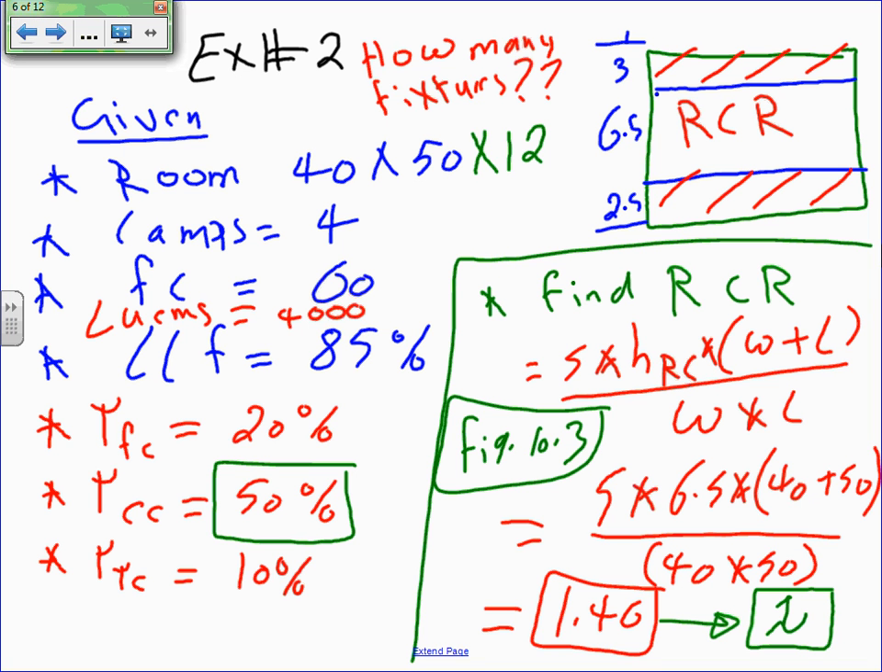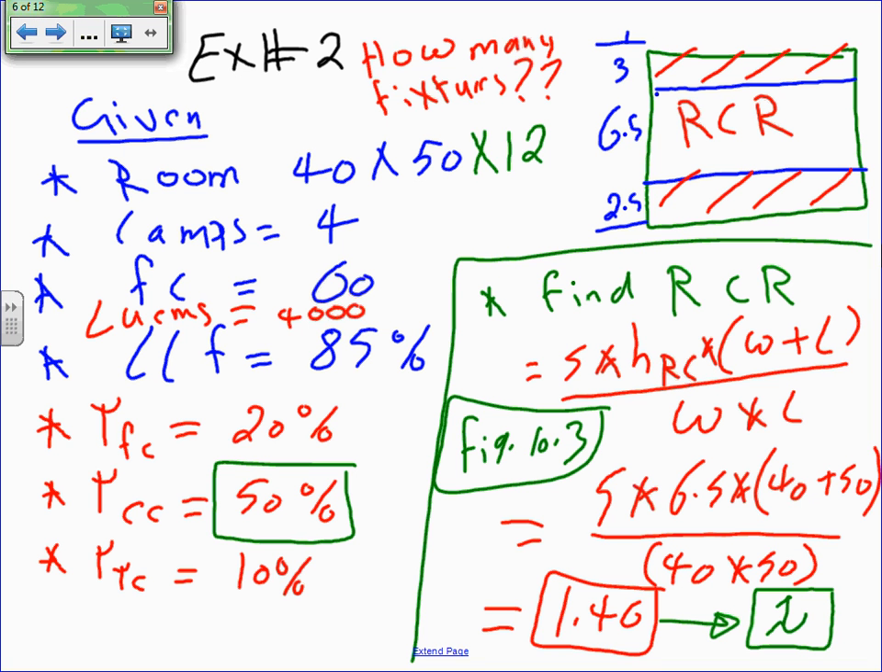The foot candle that I want to maintain is 60. The lumens is 4,000. And the light loss factor, I'm giving you 85. And I'm asking you guys to find how many fixtures I need. Everything is given.